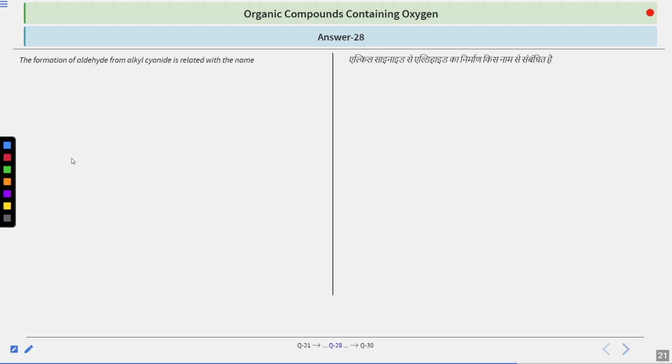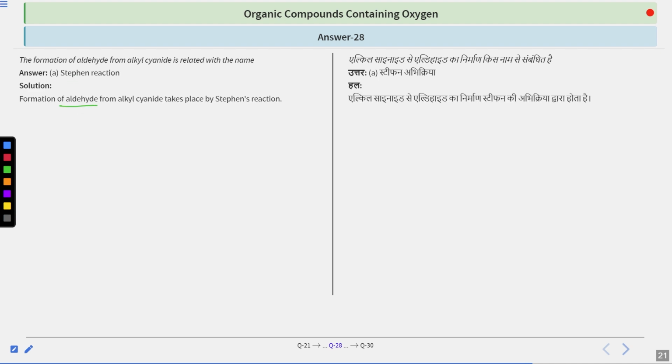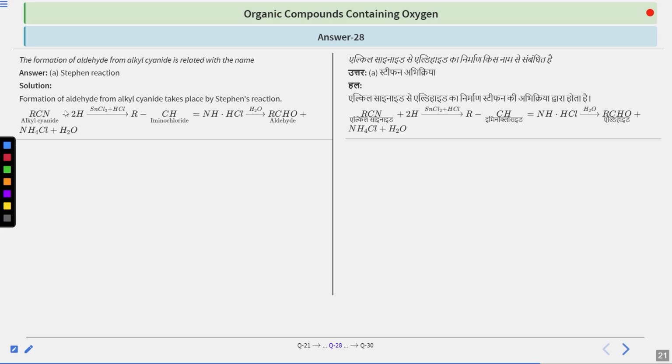The correct answer for the given question is option A, that is Stephen reaction. Formation of aldehyde from alkyl cyanide takes place by Stephen's reaction, which is a name reaction. So alkyl cyanide RCN plus 2H, in the presence of SnCl2 and HCl, gives the imine chloride RCH=NH.HCl, which when you react with H2O gives aldehyde plus NH4Cl, ammonium chloride. So you will get an aldehyde from alkyl cyanide. This reaction is called Stephen's reaction. That's why we have our correct answer as option A, that is Stephen reaction.